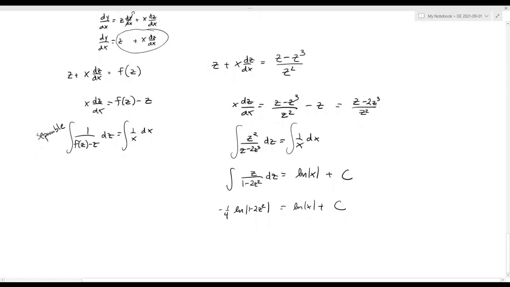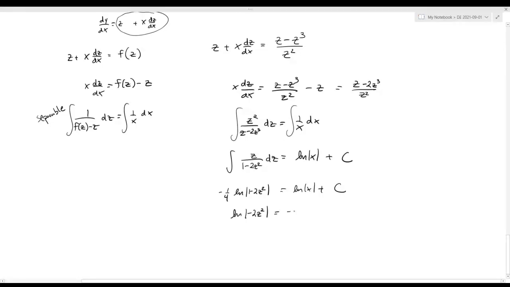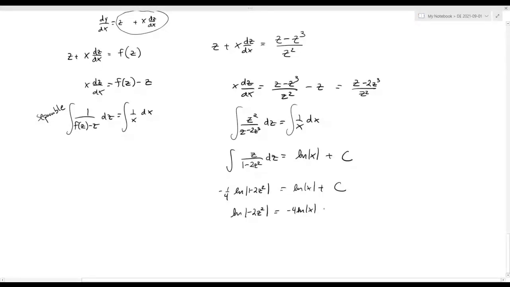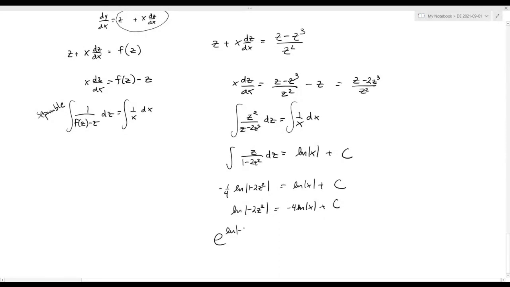Okay, and we get an implied solution for z. But we're not done, right? We kind of want to solve for z because we eventually want to get the answer in terms of y. So I'm just going to multiply both sides by negative 4, and then get rid of the logs by exponentiating both sides.